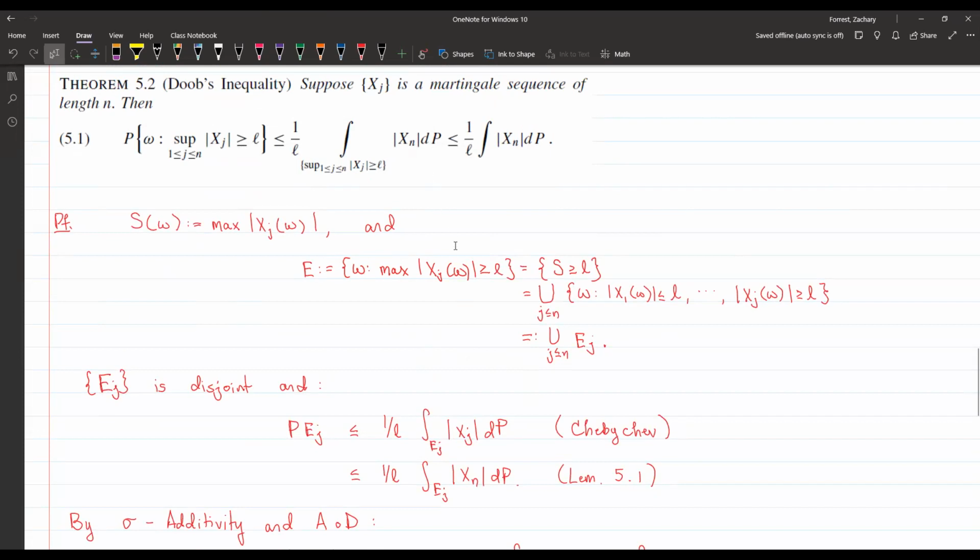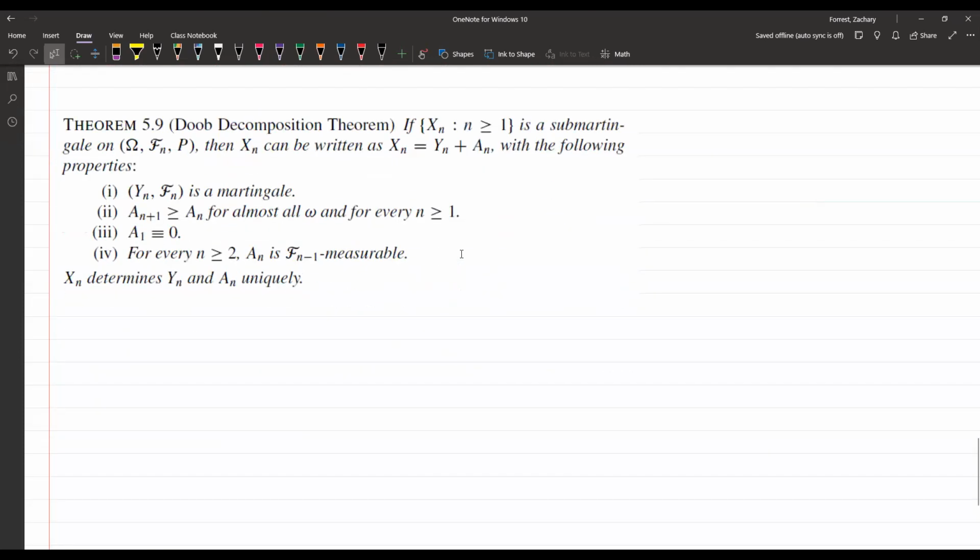It seems like an obvious, very trivial thing. In the Doob decomposition theorem, we start with an infinite martingale, or actually sub-martingale sequence. And what we're claiming is that the sequence Xn can actually be decomposed into two pieces, a piece called Yn and a piece called An. Yn is going to actually be a full martingale, unlike Xn, which is a sub-martingale. An is going to be increasing. A1 is going to be 0. And An is going to be F(n-1) measurable always. Moreover, Xn always determines Yn and An uniquely.